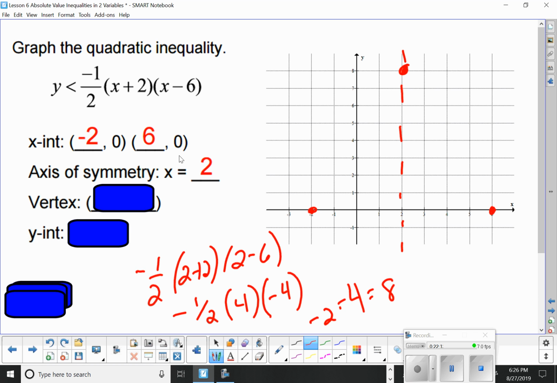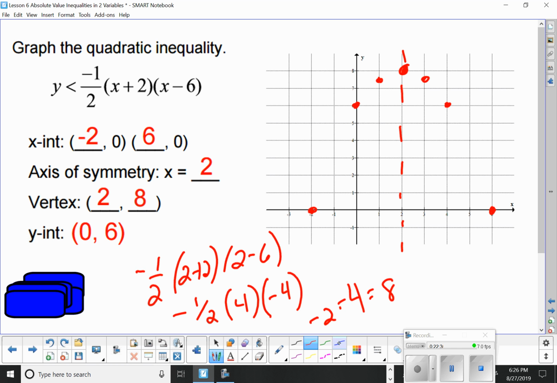That's my vertex. Now y-intercept, I can plug 0 in for x. I could also just know that it's a vertical compression. So I'm going to go right 1, down 1/2, right 2, down 2. Same thing here. And look, I found that my y-intercept is 6. How else could I get that it's 6? I could do 0 is equal to -1/2 x plus 2 times x minus 6. I'm going to run out of room there, and I could solve for x. Okay? Either way is fine.